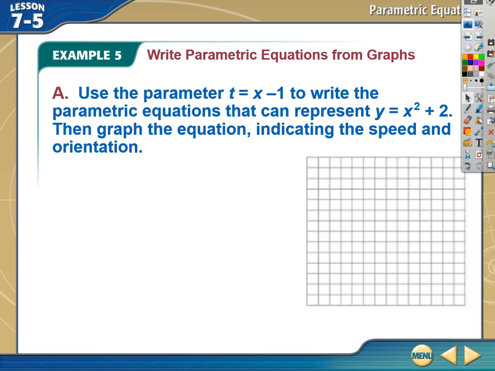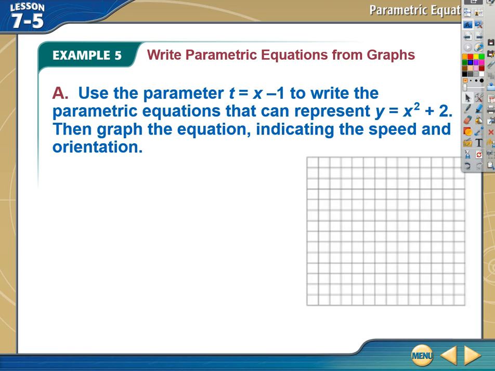Ooh. Now what they're asking us to do is take an equation that they give us, this y equals x squared plus 2, and have a parameter, which they give us up here. Here's my parameter. And they want us to make a parametric equation out of it.